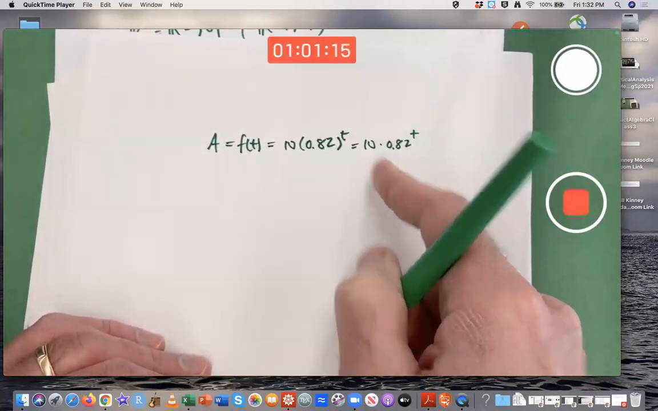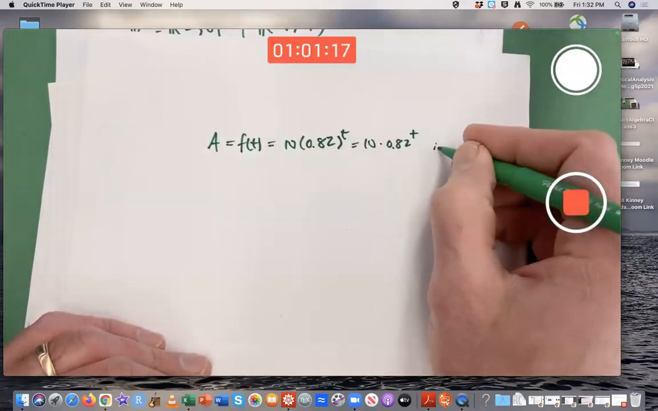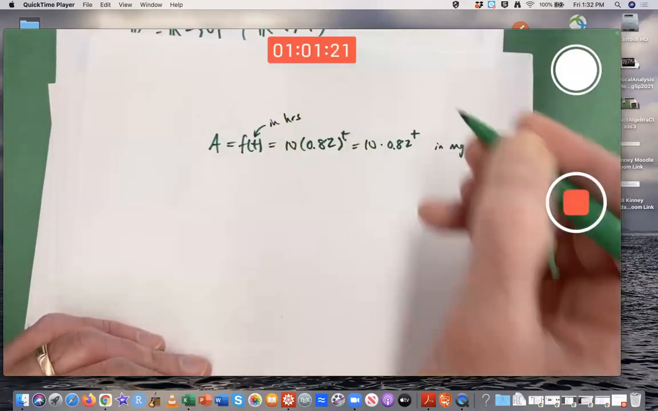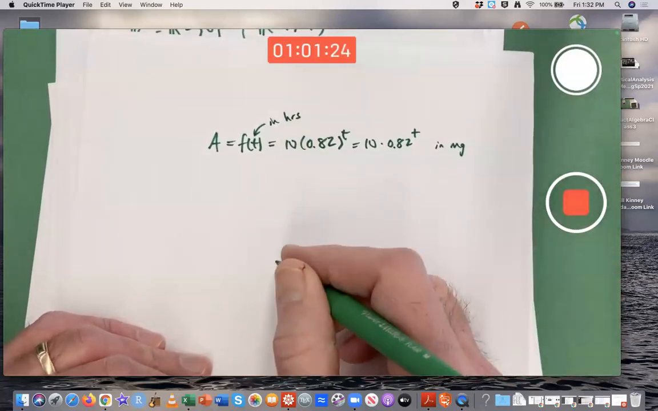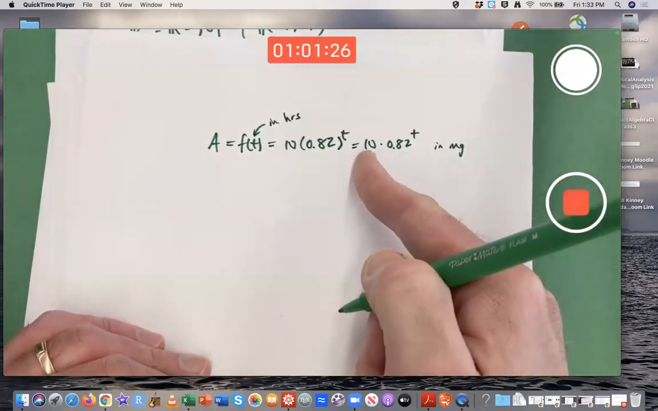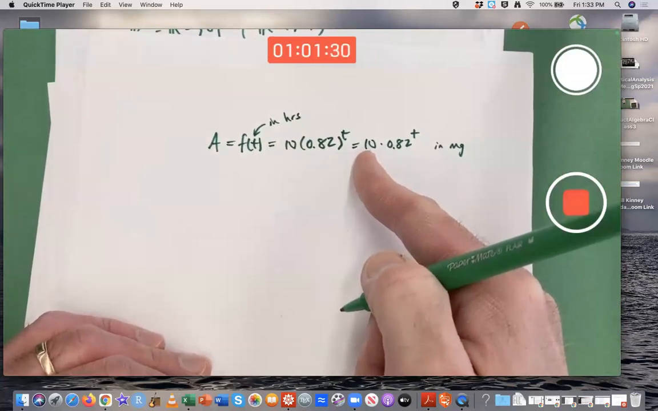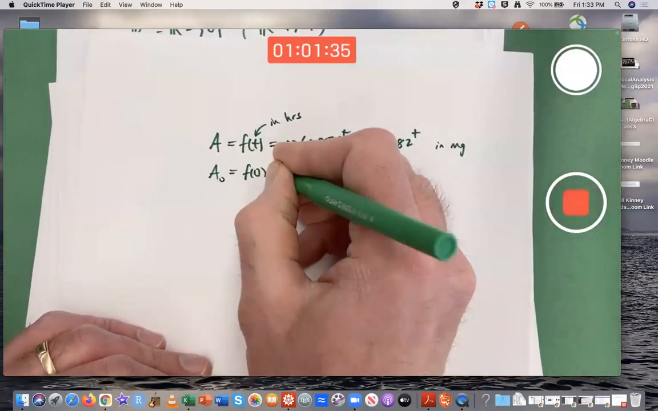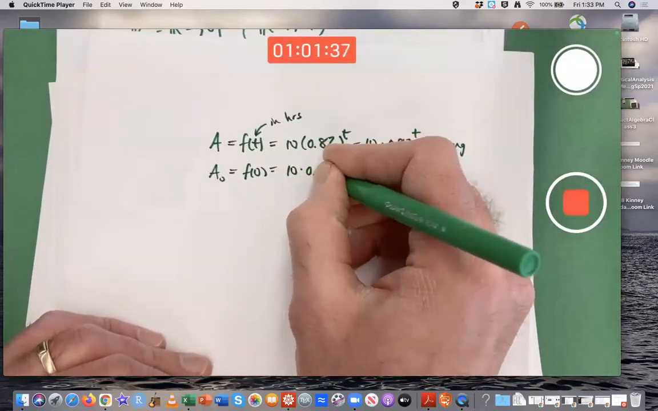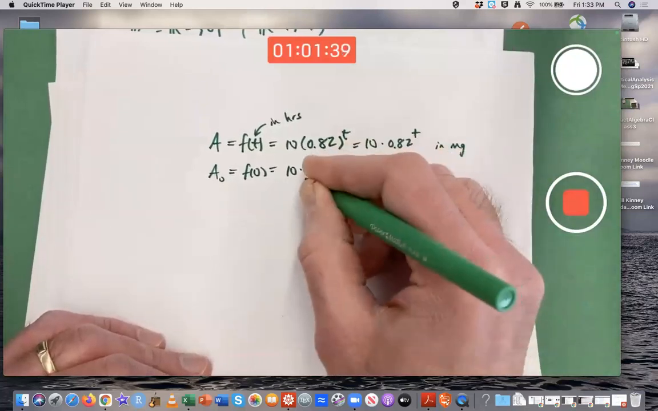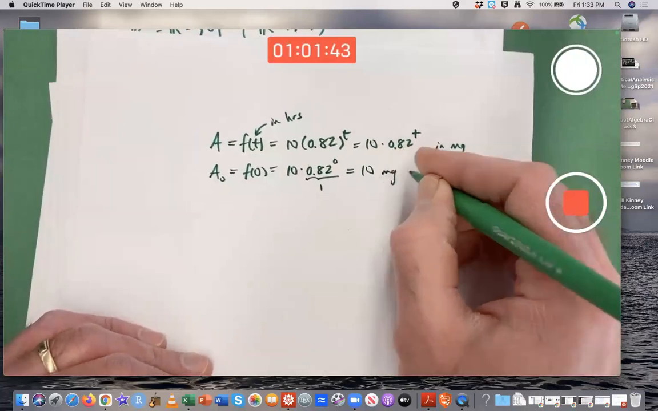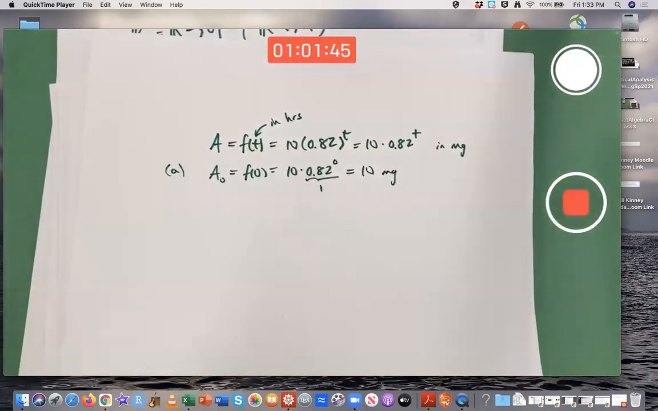What's the initial amount taken? Again, this is in milligrams, and t is in hours. Plug in t equals 0. It's the A, the 10. Maybe you call it A sub 0 instead of P sub 0. A sub 0, the amount at time 0, is 10 times 0.82 to the 0 power. That's a big 1. 10 times 1 is 10. 10 milligrams. The answer to A.